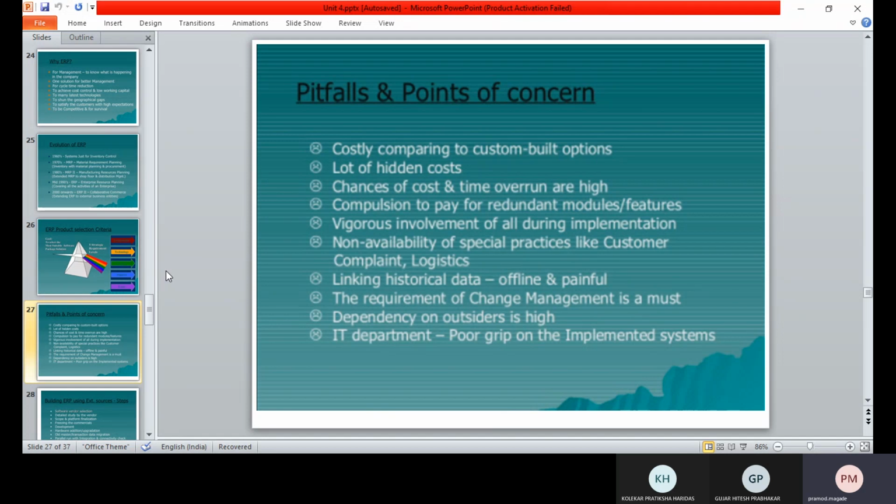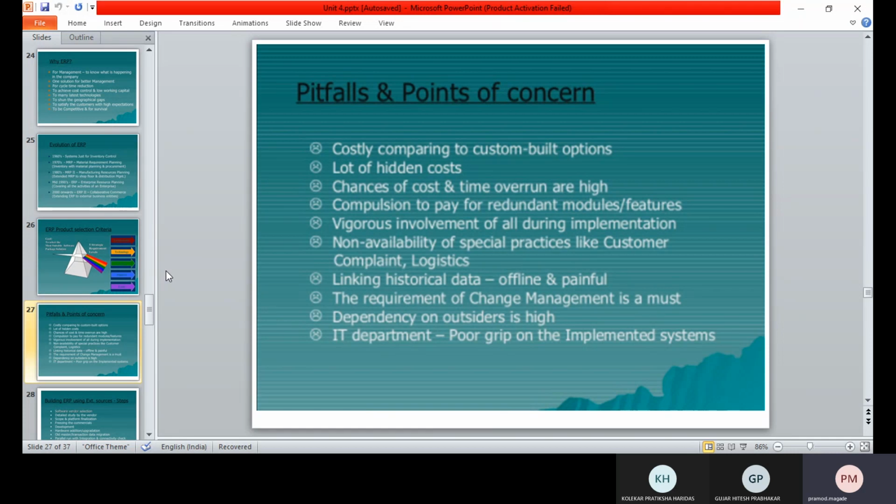Then the compulsion to pay for redundant modules. There are various modules like the material management module and the manufacturing module. You can see MRP2, we said. Many persons require the production module, many persons require the finance module. So these modules have a module cost. Understood? So likewise, modules again make it costly.